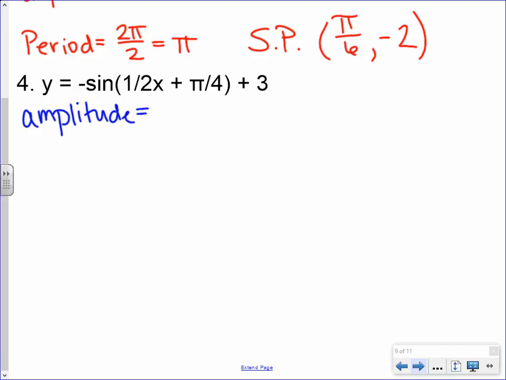Molly, what is our amplitude? 1. Good. Thank you for saying a positive 1. Now, A is negative, so make a note to yourself that we do have a reflected graph. So instead of our sine going up first, it would go down first. Okay, and we'll talk about more of that tomorrow.